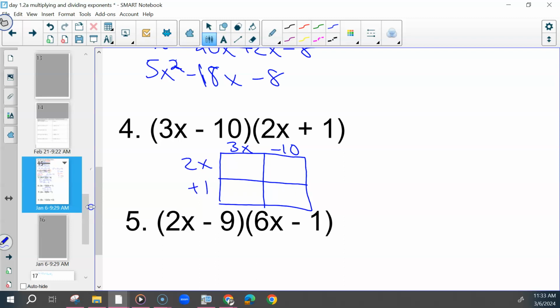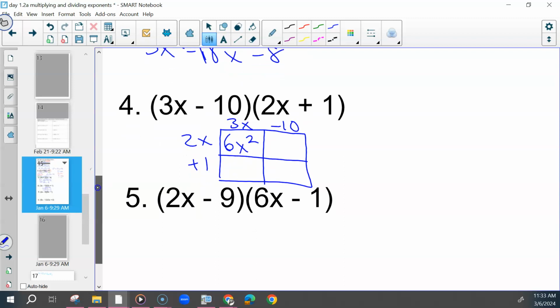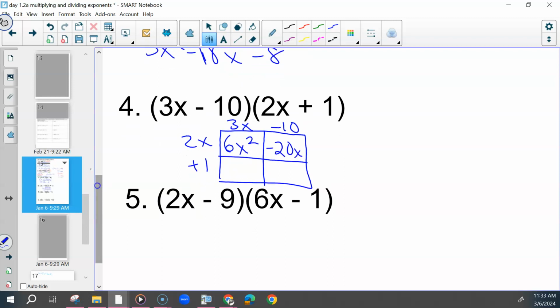And then, kind of like the algebra tiles, we're going to multiply each set of things together. So 2x times 3x, 6x squared. 2x times negative 10, negative 20x. 1 times 3x, 3x. And then 1 times negative 10, negative 10.